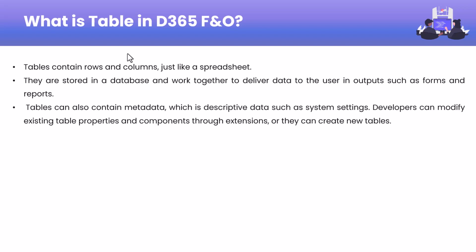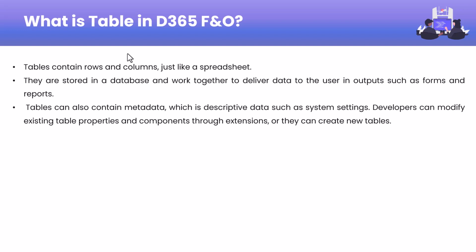Now we'll go to the third point. Tables can also contain metadata, which is descriptive data such as system settings. Developers can modify existing table properties and components through extension. This is very important. We can change the components of the table, and we can also change the properties through extension. We can add fields to the existing table by extending it, or we can create a new table, and a developer can create a new table from Visual Studio itself. I'll show you how to create a table later in this video.